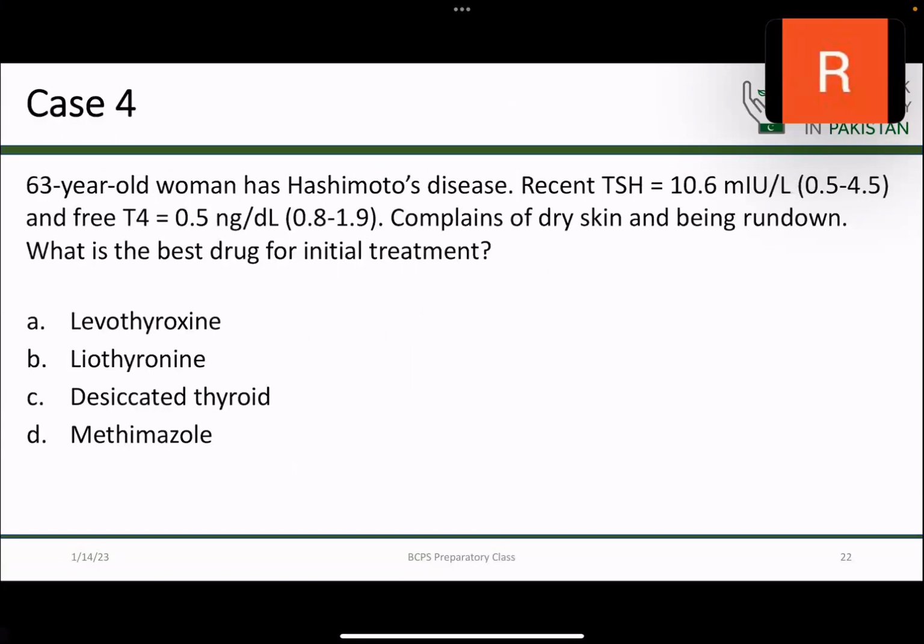So let's come to this case 4, a 63-year-old woman. She is hypothyroid. Recent TSH is 10.6. TSH is high because of the feedback, and free T4 is 0.5 nanogram per deciliter. Complaints of dry skin and being run down. What is the best drug for initial treatment? We already discussed that the drug of choice is, yes, Reda, I hope everyone has got it right. The drug of choice for hypothyroid state is levothyroxine. So that's the straightforward question.